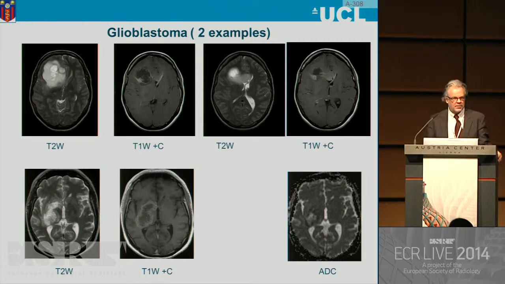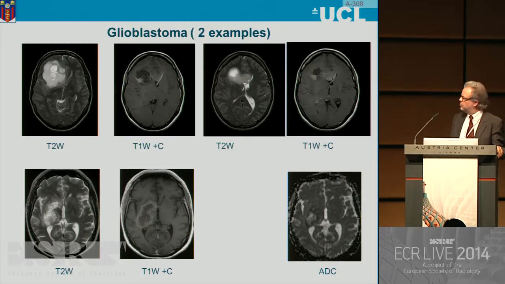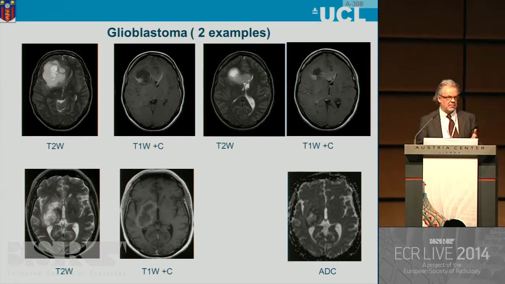In Anne Osborn's book, she says 90% of GBMs have a necrotic center with an enhancing rim, and the enhancing rim can have areas of relatively restricted diffusion, which appear dark on the ADC map, whereas the center, which is fluid, appears bright on the ADC map.